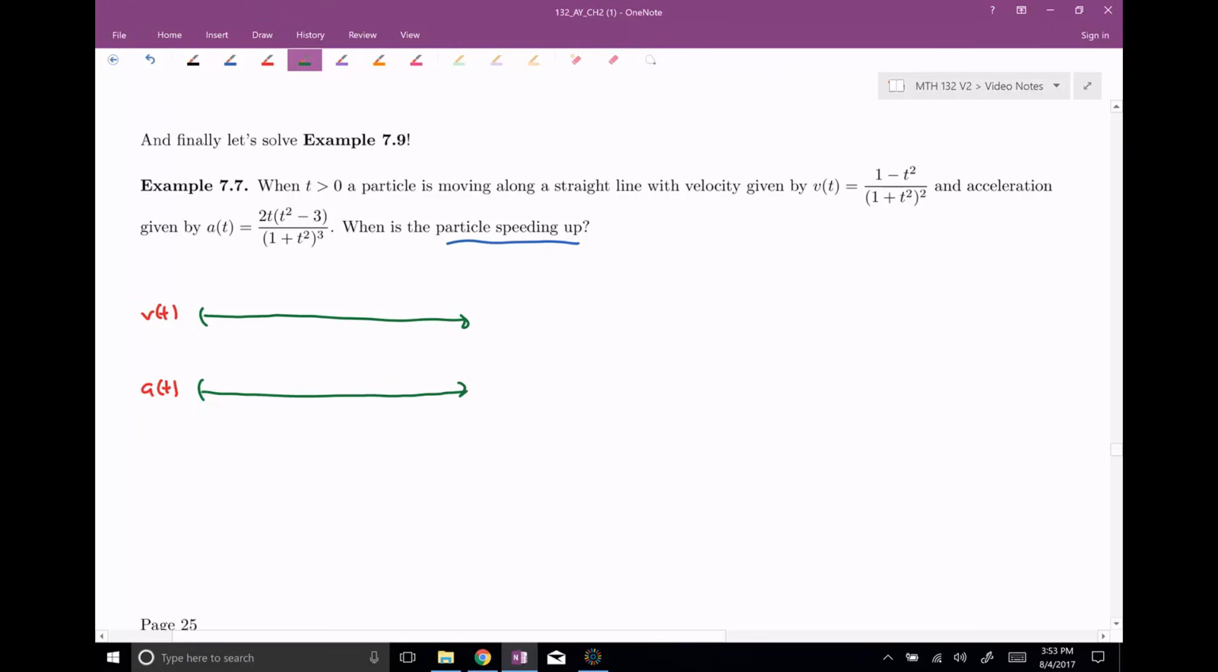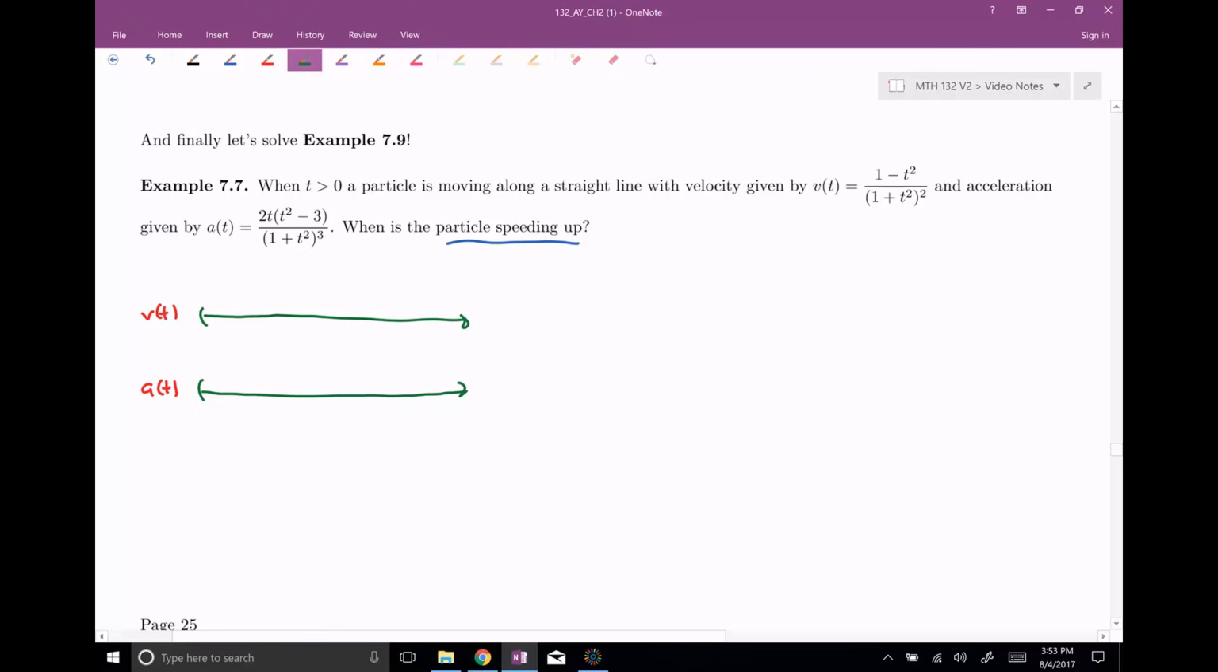Okay, now I need to figure out how to break up these number lines, right? And that's going to be, well, when is the velocity equal to 0 or undefined? And likewise, when is the acceleration equal to 0 or undefined? And well, you can say here that there's no way that this is going to be undefined because t squared is a positive number, at worst case 0. Then you're going to add 1 to it, and then you're going to square it again, right? So there's no way that this is going to be equal to 0. It's going to be strictly positive.